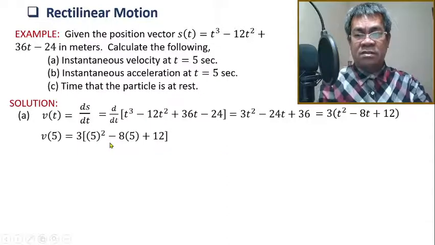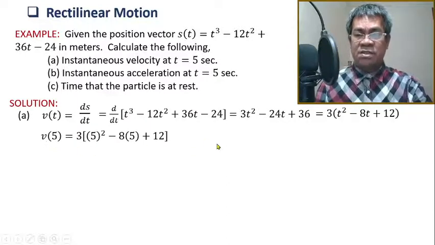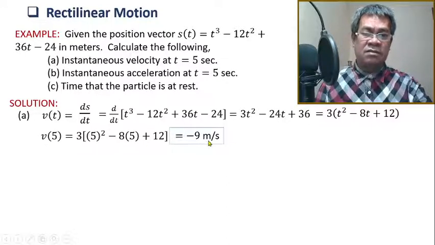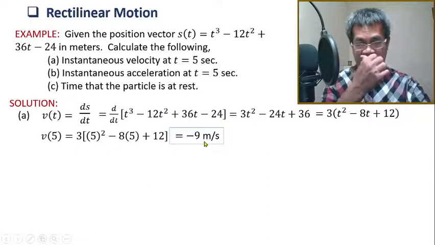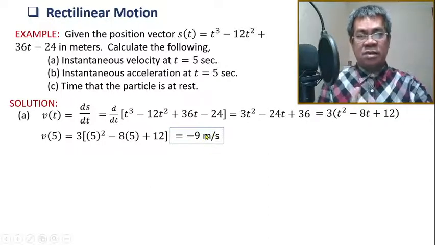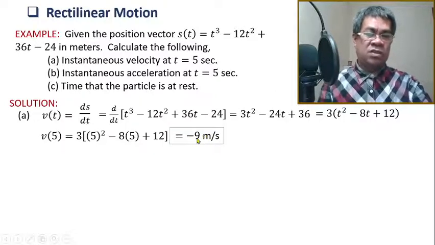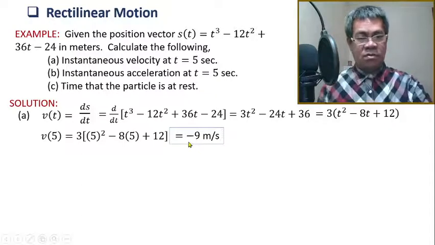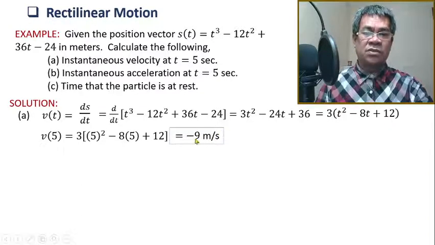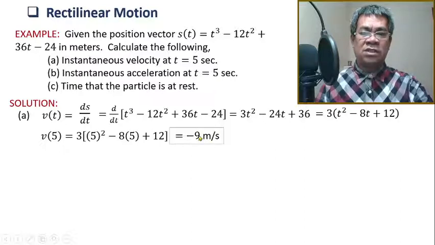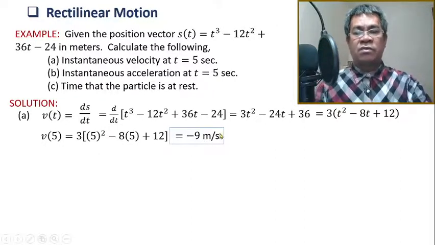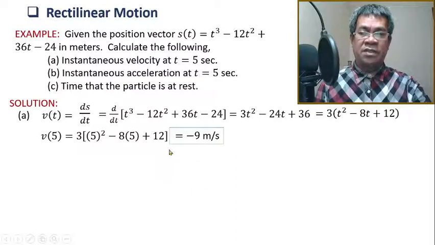Okay, so with that, the velocity at 5 seconds, the answer is -9. So what's the meaning of -9? The negative 9 means the particle is already on its way back home. So it will change its direction and return to the original position. So the velocity is now in the direction towards the initial point. Okay, so that's it. Reverse direction.